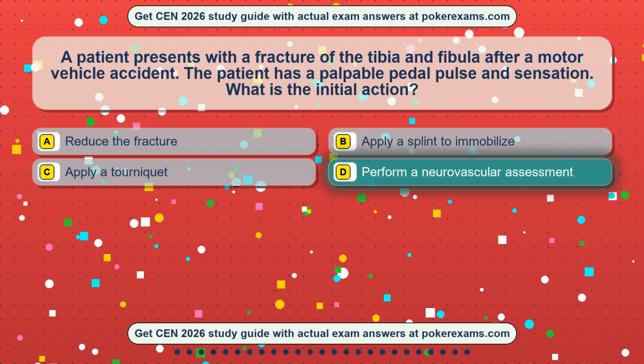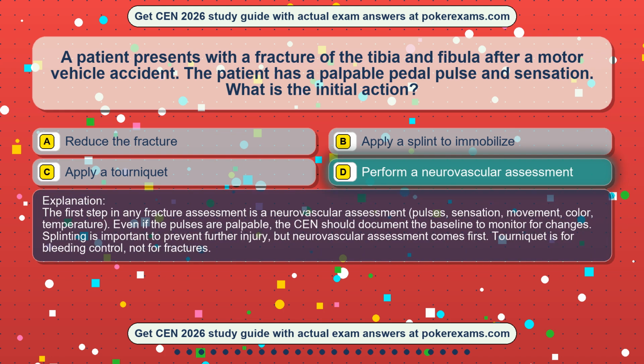The correct answer is option D, perform a neurovascular assessment. The first step in any fracture assessment is a neurovascular assessment: pulses, sensation, movement, color, temperature. Even if the pulses are palpable, the CEN should document the baseline to monitor for changes. Splinting is important to prevent further injury, but neurovascular assessment comes first. Tourniquet is for bleeding control, not for fractures.